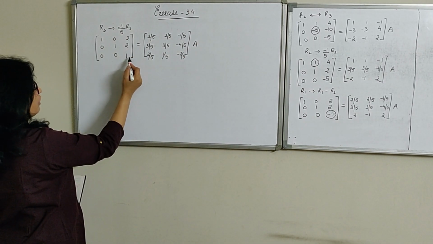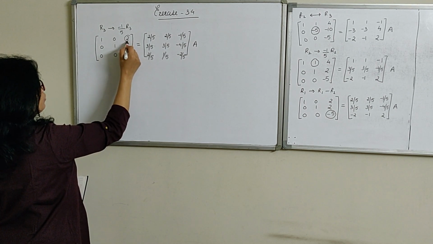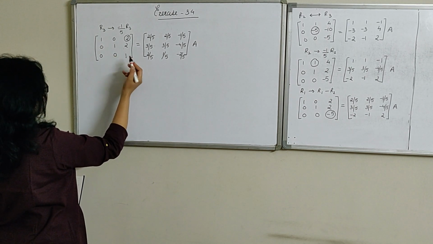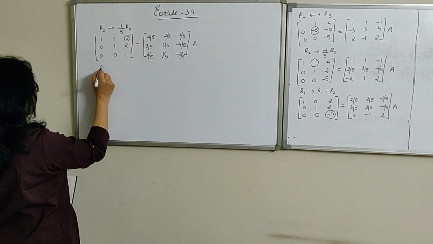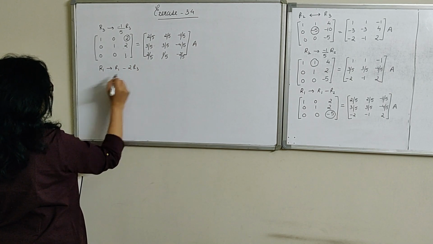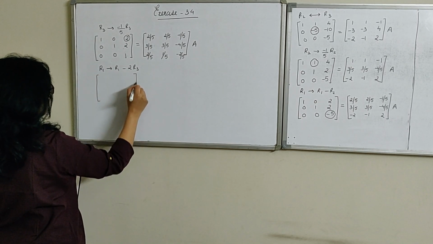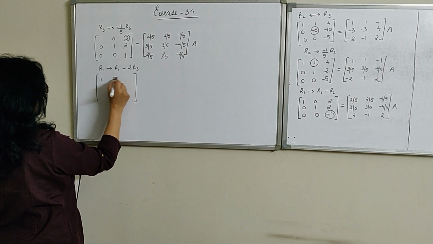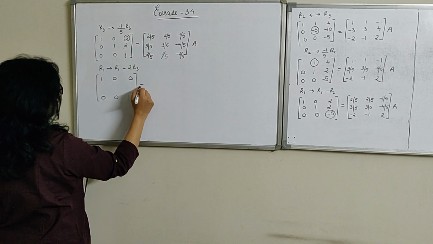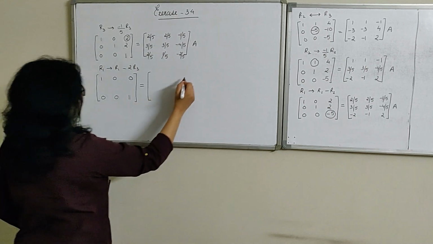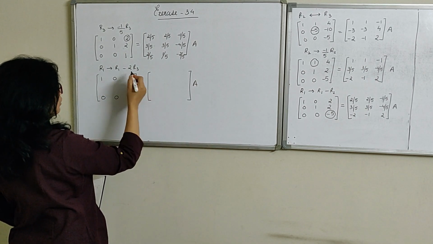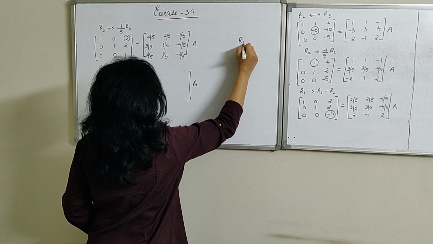Now in the third column, 1 is already here. Next, let us convert this into a 0. If you want, you can convert this also into a 0 first. That choice is yours. I am converting this into a 0. So R1 minus twice of R3. So the first row is 1, 0, 0. R3 will not change. And R2 I will write down a little later. Now to write down elements of this, there is a lot of calculation work. So this I am going to do in rough.